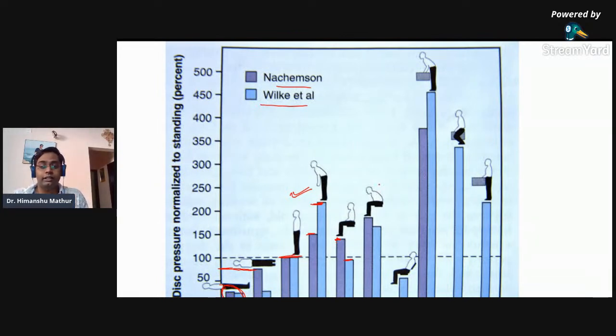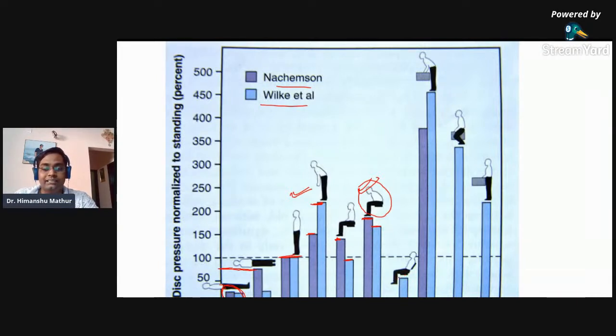also. When you are in slouch sitting, as this is the position you attain whenever you are sitting at a computer, right? Or longer hours of sitting at the computer. So the intradiscal pressure enormously increases, right? It increases more than 150% of that of the body weight.